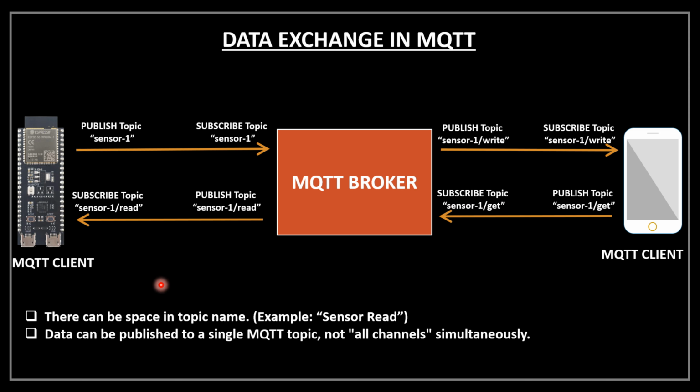A few points while defining an MQTT topic: there can be spaces in a topic name, so this topic can be accepted. Data can't be published to all channels simultaneously, so you can't broadcast the data to all the channels. You have to publish the data to a specific topic only.